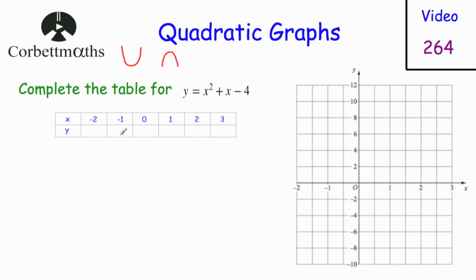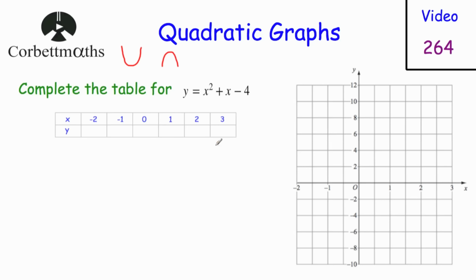So we've got this xy table and we've got lots of points. The reason we've got lots of points is it's not a straight line anymore, it's a curve. So we're going to need more points so we can draw a nice curve through them. And we've got our x values of minus 2, minus 1, 0, 1, 2, and 3. And what we're going to do is we're going to work out our y values. And to find our y values, we're going to square x, add x, and take away 4.